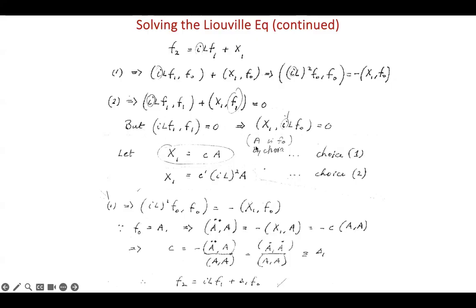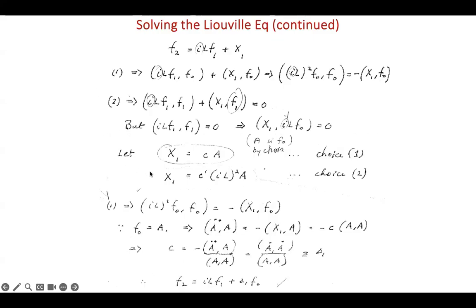So if this is equal to 0, that means the inner product of X1 and IL F0 has to be equal to 0 for these two to be satisfied. At this point, the question now becomes, what is the structure of X1? So X1 can have two possibilities. X1 can be simply C times A, and X1 can be some C prime IL whole square times A. These are the only two choices for X1. That's what these two orthogonalities imply.